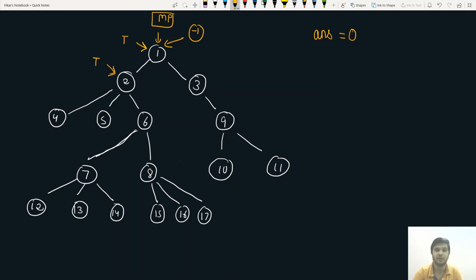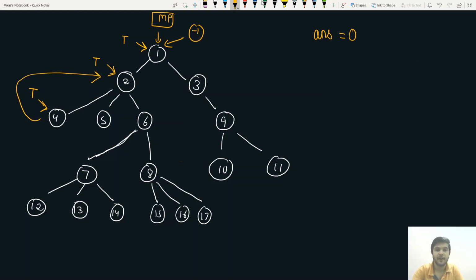So there are only 3 children of 2, that is 4, 5 and 6. Now, let's say we go for 4. We mark 4 as true, so that means we have visited 4. Now we are going to check whether 4 has any children. Since 4 has no children, we are going to fall back.